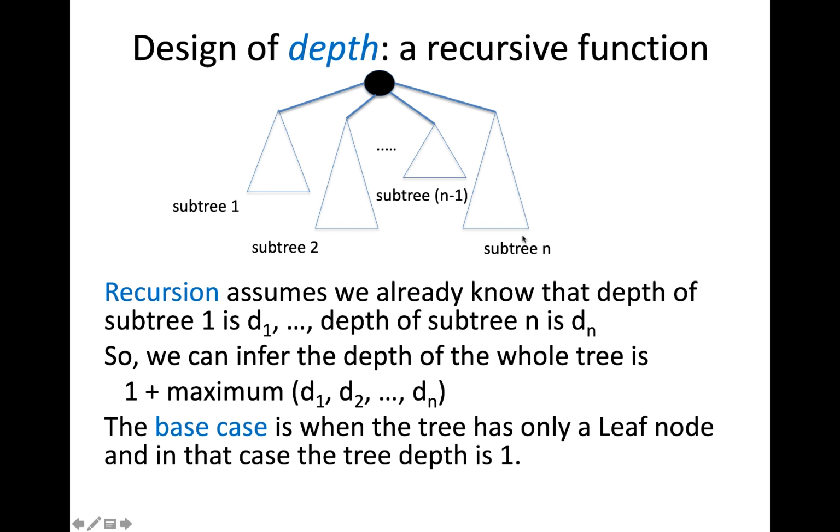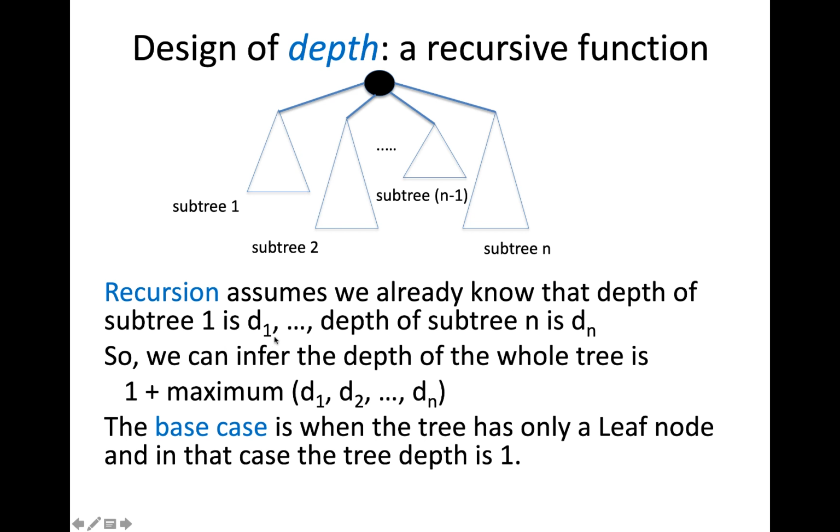So here we have a figure which shows a tree, and we see that it can have a subtree 1, subtree 2, and so on till subtree n. Now, given these subtrees in the tree, we want to compute what is the depth of the whole tree. Then we can think in this way.